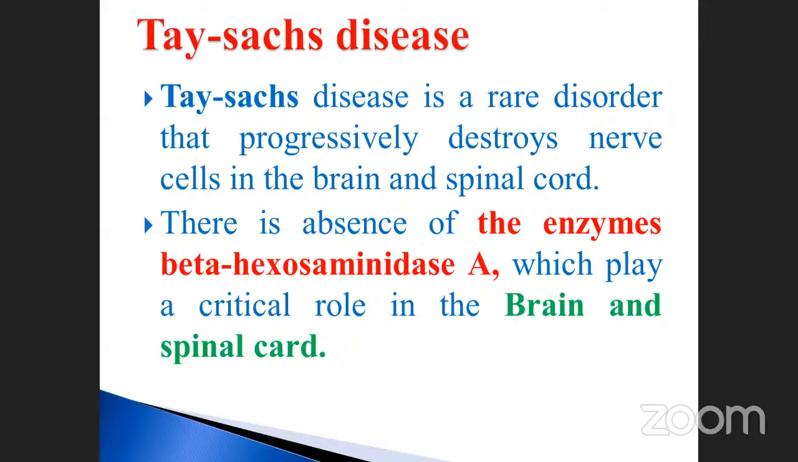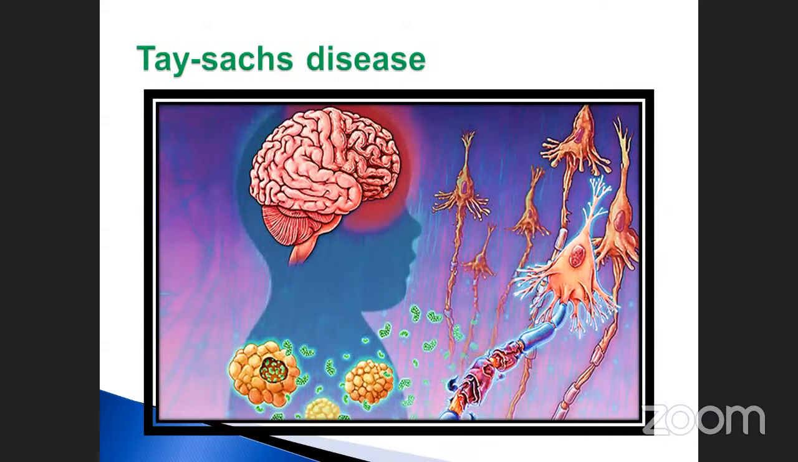What is the main function of this? You can see it is very, very important for brain function as well as the spinal cord. It's related to the nervous system. In Tay-Sachs disease, suppose the enzyme is not secreted, what will happen? The particular functions of the nerves as well as the brain will be affected. As a result, sometimes strokes and blood clotting in the brain are also possible.